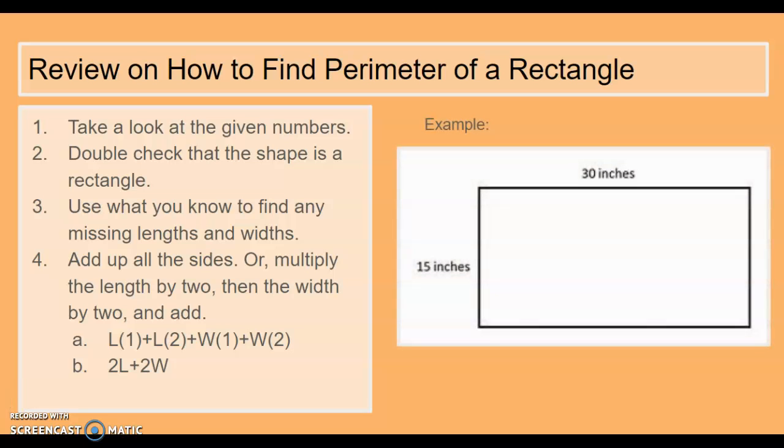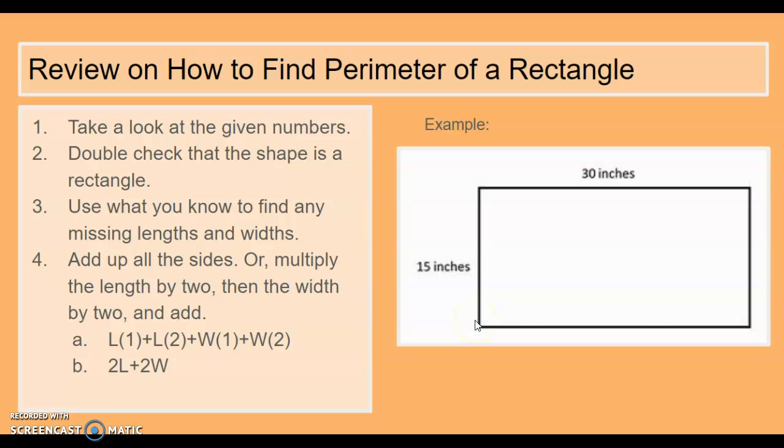So let's look at this example. The given numbers are 30 and 15. The longer side is the length. The shorter side is the width. So our length is 30 inches and our width is 15 inches.